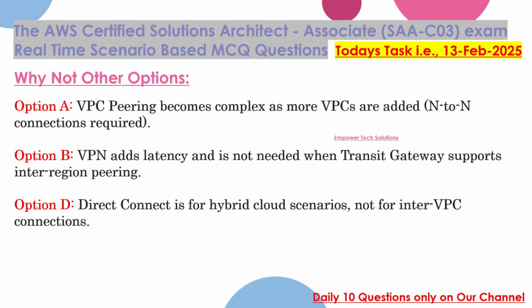Why not other options? Option A. VPC peering becomes complex as more VPCs are added, since many-to-many connections are required. Option B. VPN adds latency and is not needed when Transit Gateway supports inter-region peering. Option D. Direct Connect is for hybrid cloud scenarios, not for inter-VPC connections.